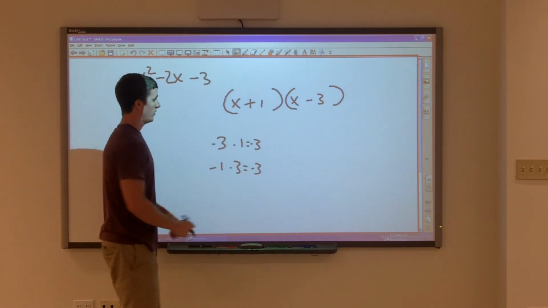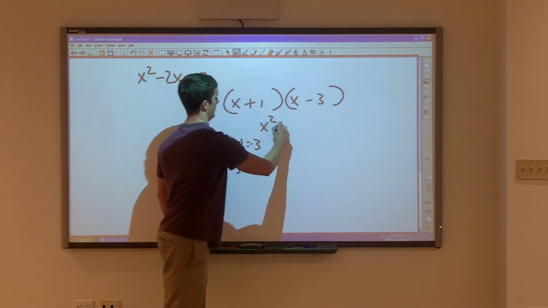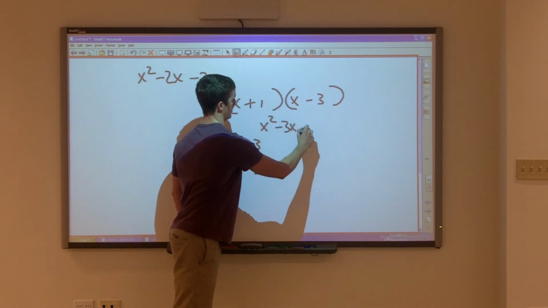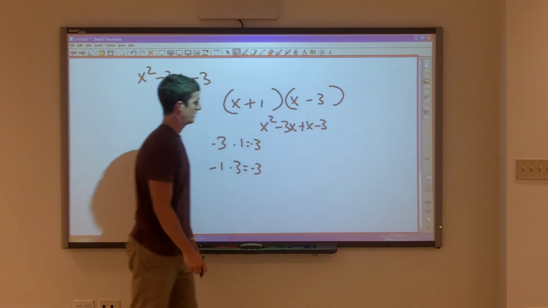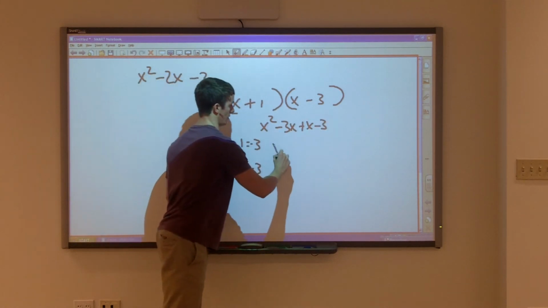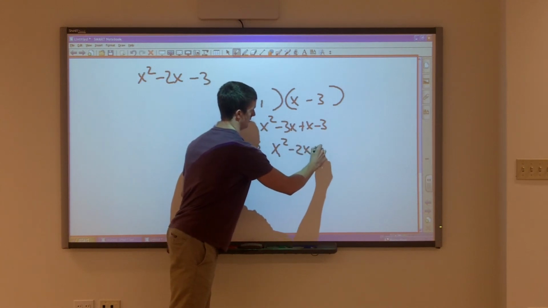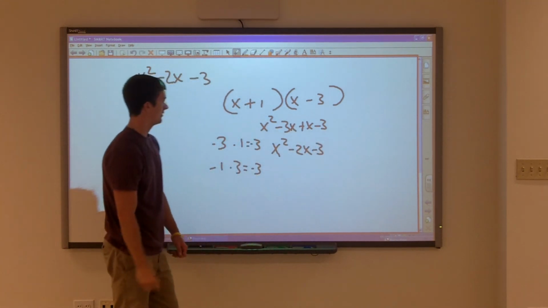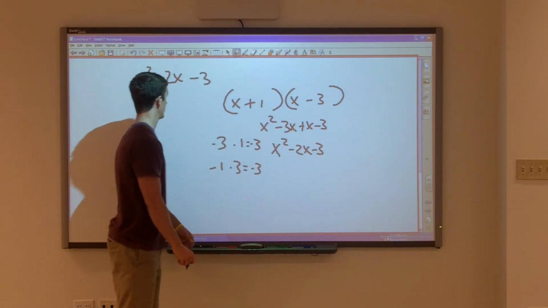And when we FOIL this out, we'll have x squared minus 3x plus x minus 3. When we combine like terms, we see that we got the right answer. Now what would have happened if we would have put a negative 1 and a positive 3 into the two quantities?